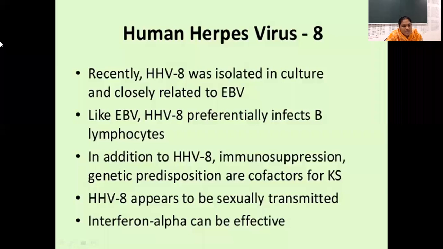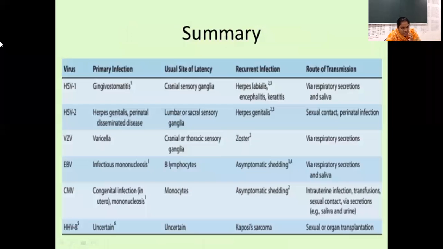Interferon alpha can be effective in the treatment of human herpes. This is a summary. Usually, these are the sites of latency, recurrent infections, and routes of transmission. So, herpes simplex virus 1 is transmitted through the respiratory secretions and the saliva. And type 2 is due to sexual contact and perinatal infections.